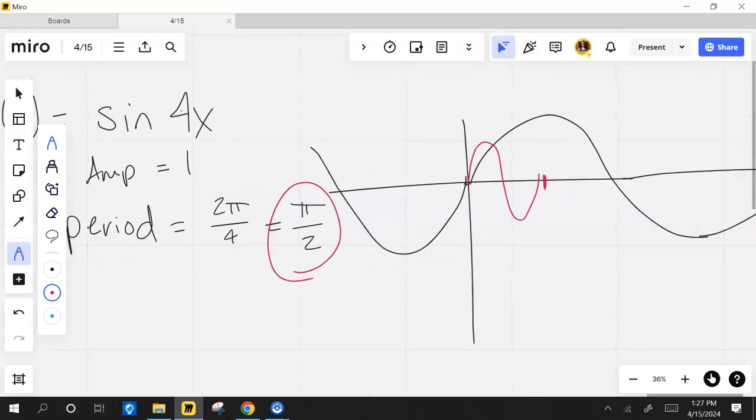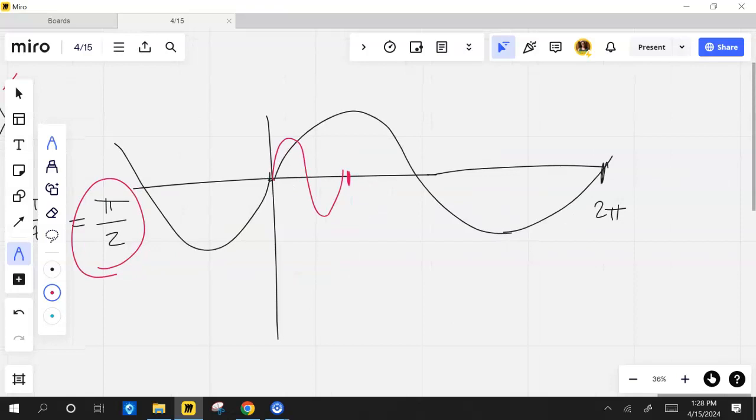It's a horizontal shrink, which makes sense because this is my B. It's a shrink of a 4. The one hooked to the X, that's your horizontal shrink or stretch. Remember, it's opposite because it's horizontal. So it takes these and smushes it in. Instead of making a loop over this course, it's shrunk in and it has to make its whole entire cycle in a quarter as much.